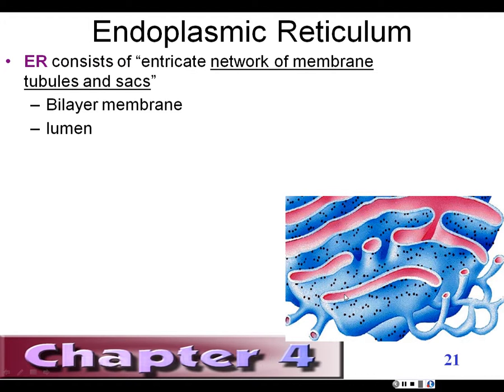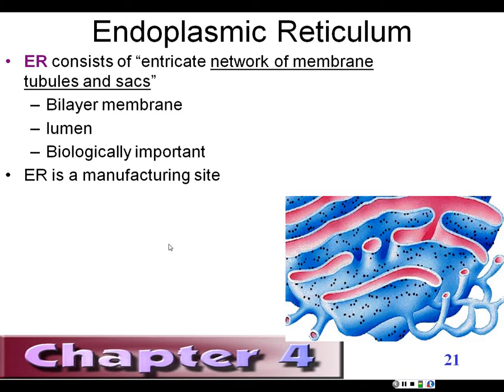What exactly is the function? Okay, well, it's a manufacturing site. And so it's manufacturing who? The rough part is manufacturing what? The proteins. So it's a manufacturing site, and it's manufacturing these proteins, and then it's going to package them so they can be shipped about the cell. All right, so it's biologically important. Why? We said it's a manufacturing site. He took it from me before I could get there. Good thinking.